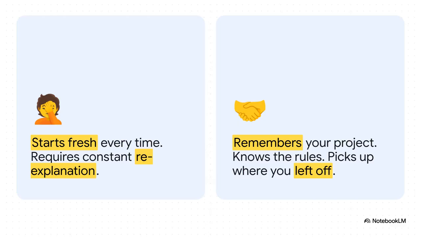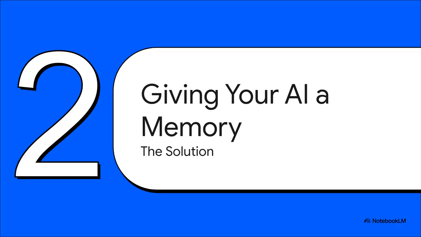So we all live with the AI on the left, right? The forgetful one that starts from scratch and causes so much frustration. But what we're all aiming for is the one on the right, a true AI partner. An assistant that actually remembers what you've worked on, knows your project's rules, and can just pick up right where you left off. That's the dream. And today, we're making it a reality. So how do we get there?